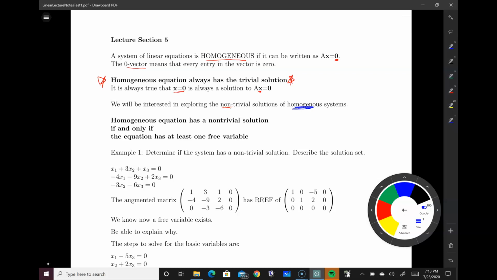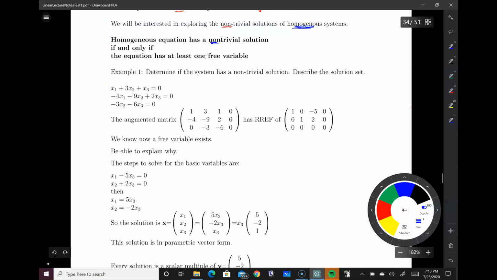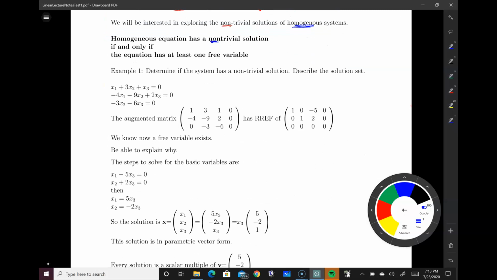A homogeneous equation has a non-trivial solution, meaning not zero, if and only if the equation has at least one free variable. So let's work more on these free variables that we've been doing. Before, I've just been saying x3 is a free variable. All right, so here I have a system. I put it in the augmented matrix. Here's the RREF form with your calculator.